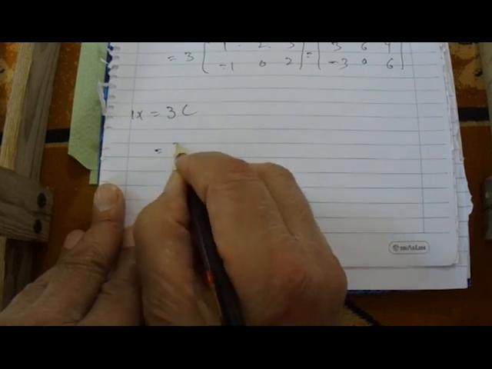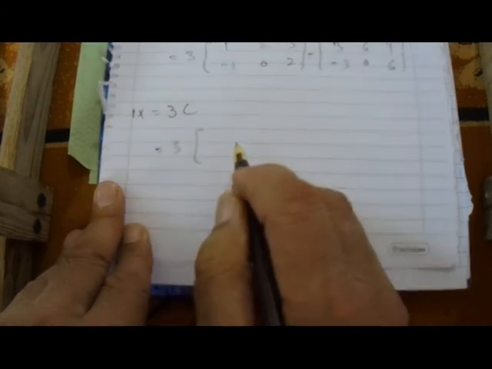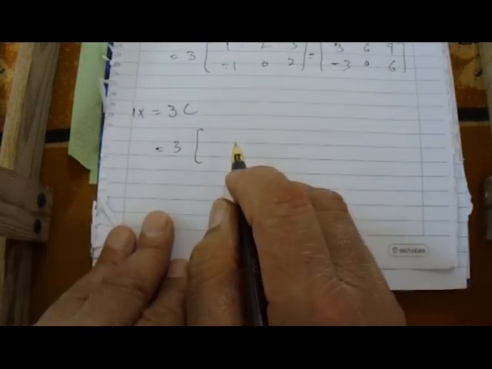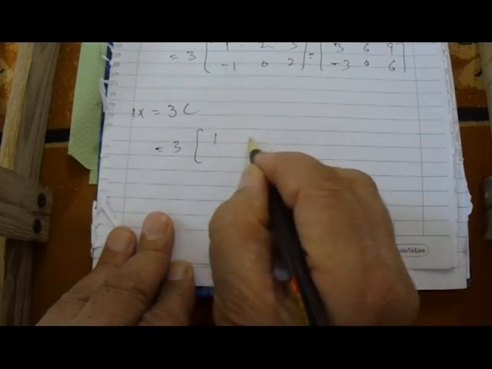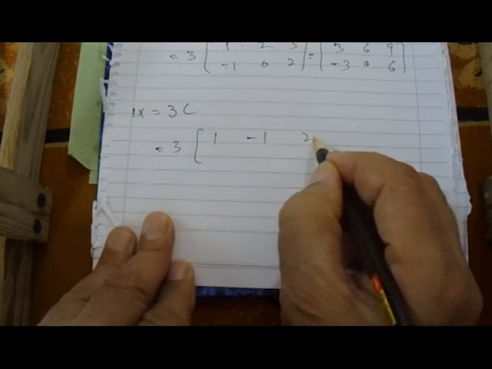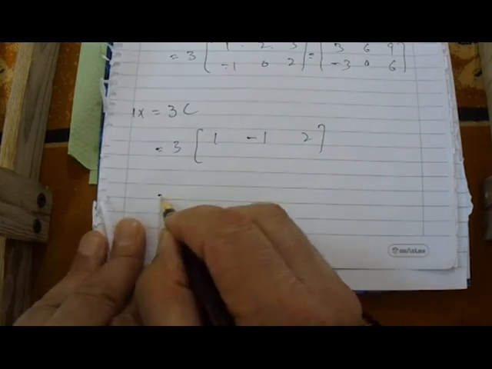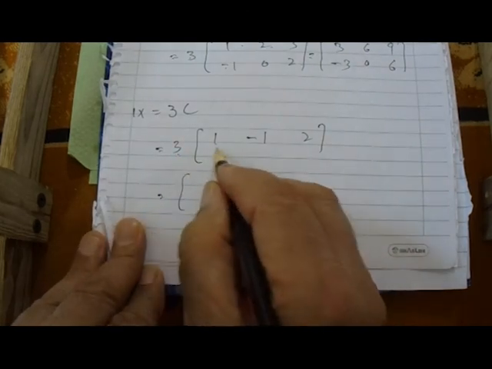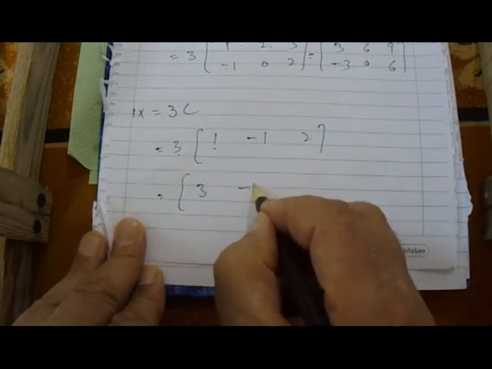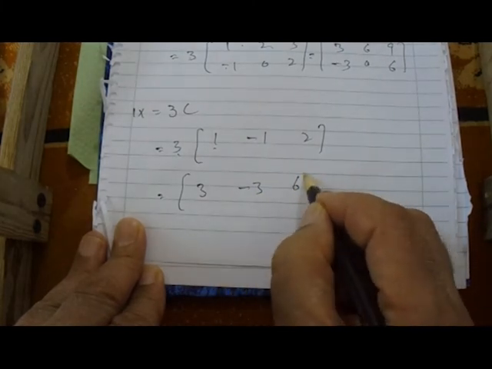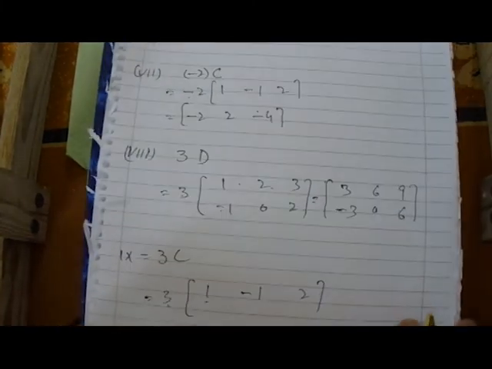Now we solve this 3C. Now we write 3 and write the C matrix. C matrix is 1 minus 1 and 2. Now we multiply, this is equal to 3 1 is 3, minus 3, and 3 2 is 6. Now it is the multiplication of 3C.